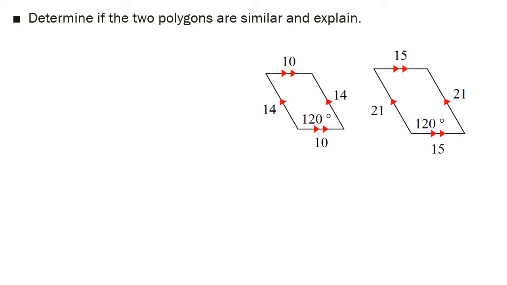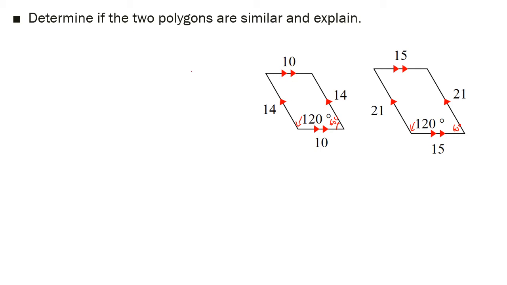Alright, so this problem wants us to determine if the two polygons are similar and explain why. So for these to be similar, they have to have corresponding congruent angles, and their sides need to be proportional, which means they have to have the same similarity ratio from one figure to the next on all the sides. So if we look, we can see some angle degrees. This right here is an angle degree of 120. So since we have parallel lines, this right here is going to be 60 degrees because these two angles have to add up to 180. So if this is 120, then the other angle is 60.